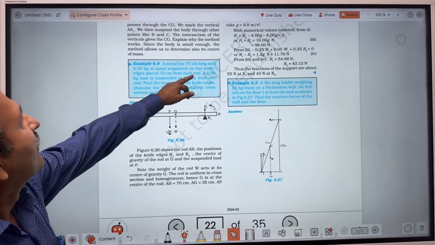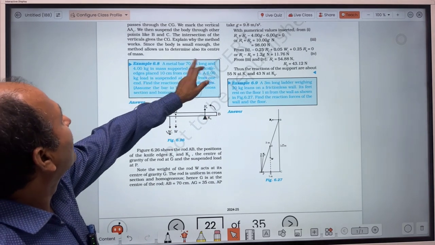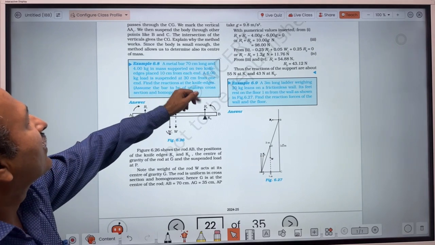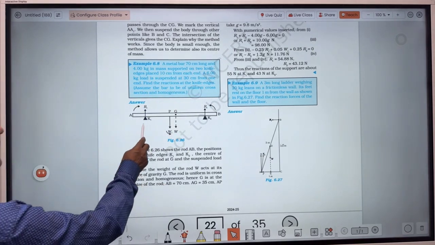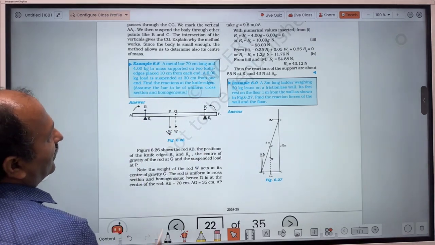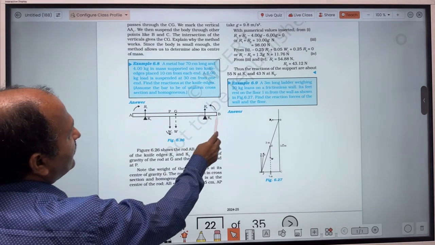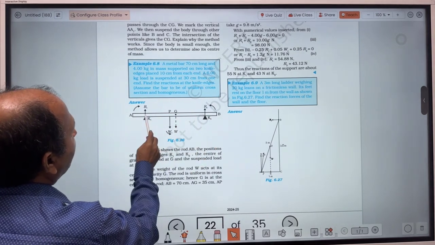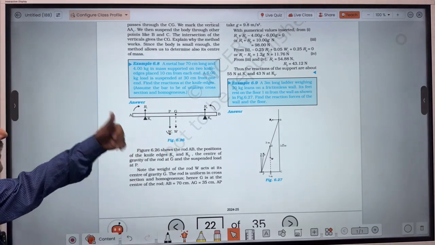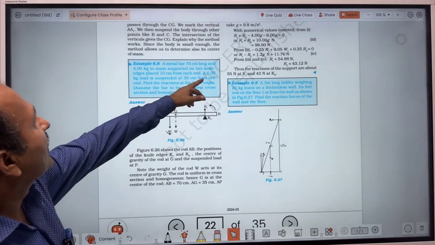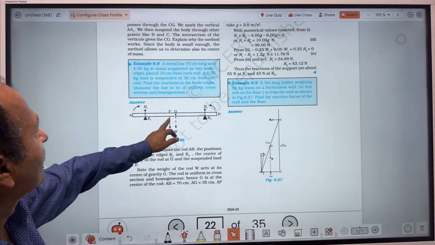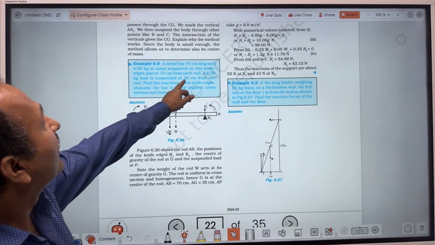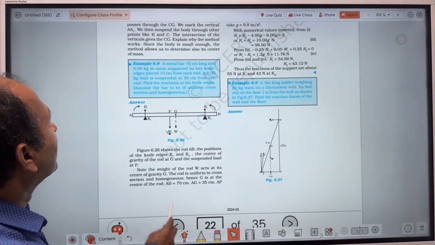Then, 4 kg in mass supported on the two knife edges placed 10 cm from each end. So this is one knife edge, this is another knife edge. So this is 10 cm, this is 10 cm. Now what is left? From this point this is 25, from this point this is 25. Then there is additional condition. A 6 kg load here is suspended at 30 centimeter from one end.